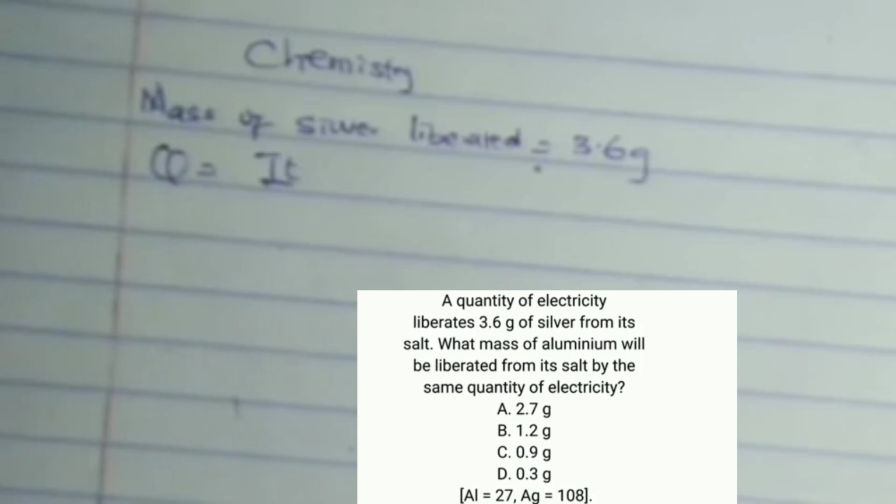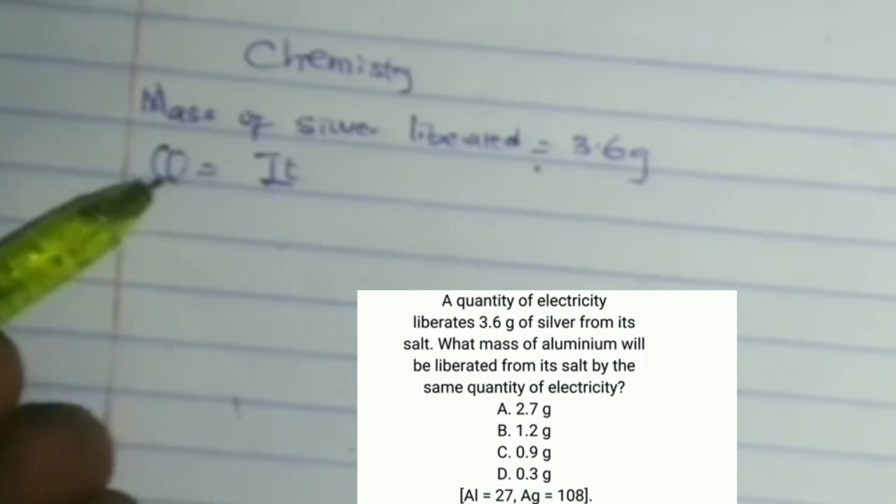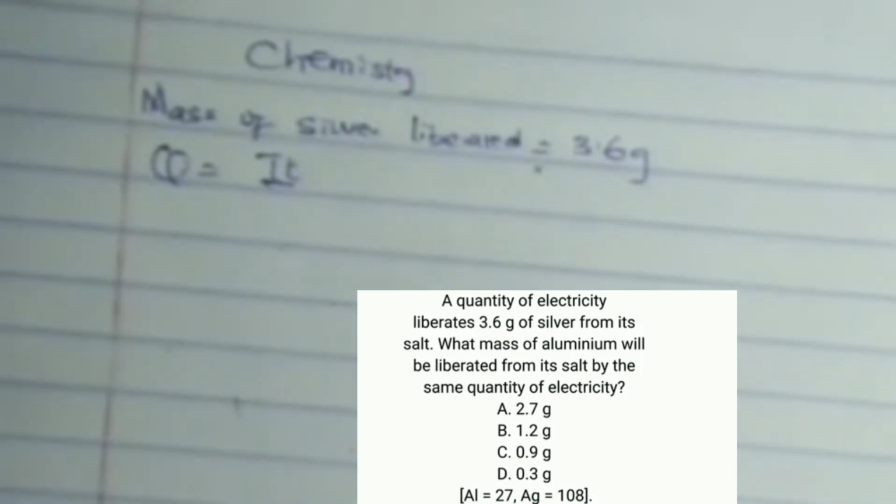But the idea we will use here is that they say what mass of aluminium will be liberated from a salt by the same quantity of electricity. So we have that this quantity of electricity that we don't know liberates 3.6 grams of silver.